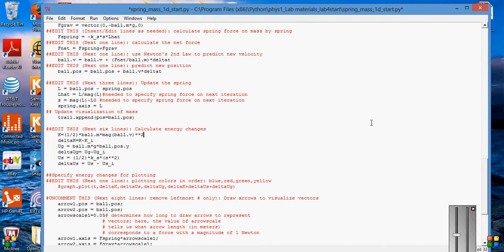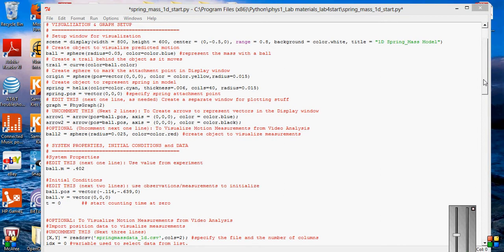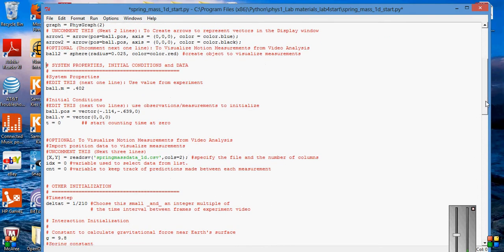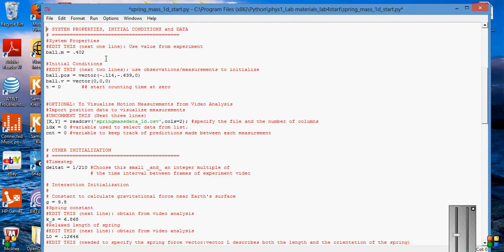So going through our code, we simply inputted our basic conditions. The mass of the ball was 0.402, the position we got from Tracker. The initial velocity was 0 since Dr. Greco was initially holding it. Time was 0, start from 0.